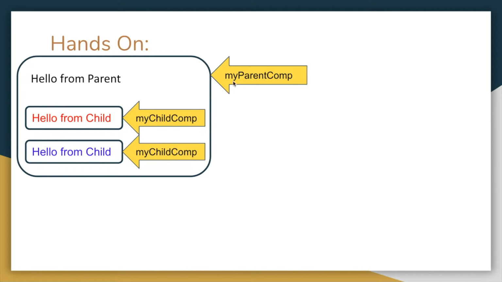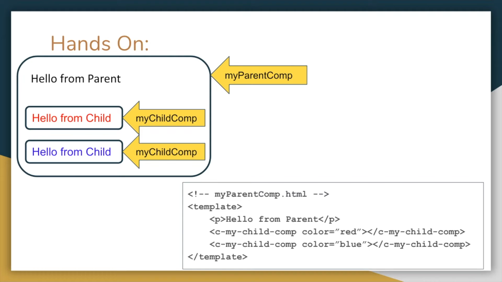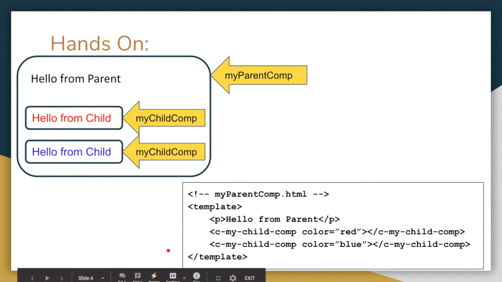Also notice that the myParent component is named in camel case, and the myChild component is also named in camel case format. And you can see the markup of myParent component, and it looks something like this. It has an enclosing template root tag in which there is a paragraph tag, hello from parent, and there are two references of myChild component. Also notice that the child component is written in kebab case, and the camel case name will be mapped to the kebab case, and it starts with c hyphen, denoting that it belongs to the default namespace. So let's work on this scenario.